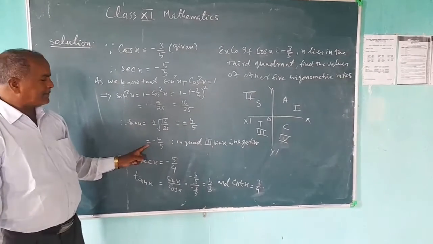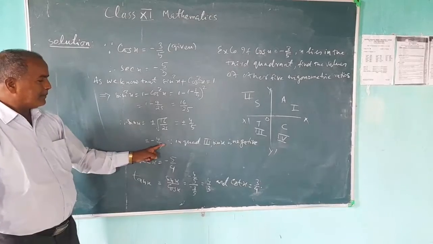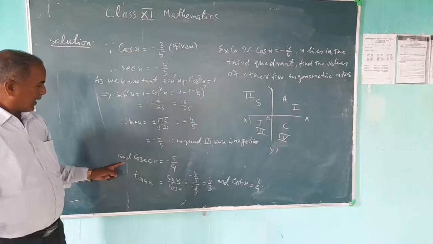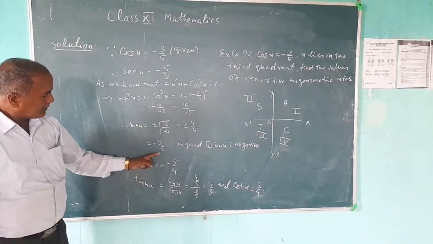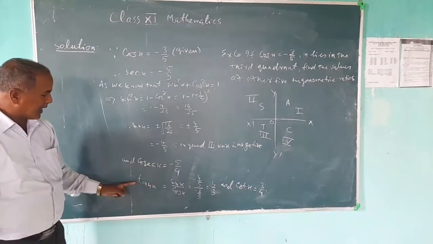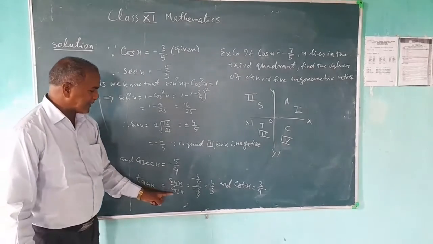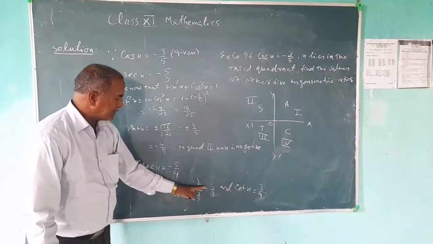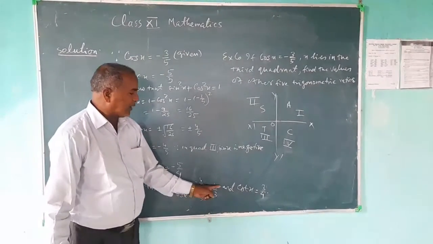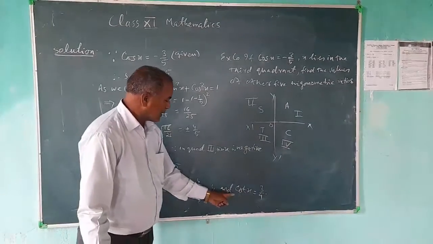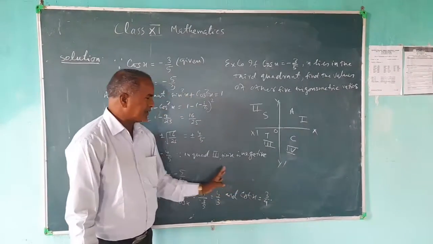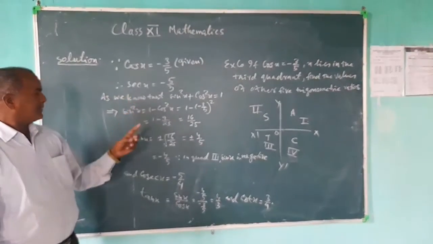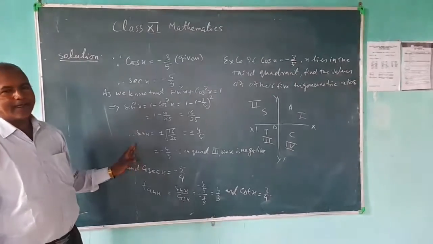So its value is negative, that is sin x is equal to minus 4 by 5, because in the third quadrant sin x is negative. And the value of cosec x is equal to minus 5 by 4. Also we know that tan x is equal to sin x by cos x. This is equal to minus 4 by 5 divided by minus 3 by 5, and this is equal to 4 by 3. And cot x is the reciprocal of tan x, so cot x is equal to 3 by 4. So this is the complete solution, the complete values of the other 5 trigonometric ratios: sec x, sin x, cosec x, cot x and tan x.